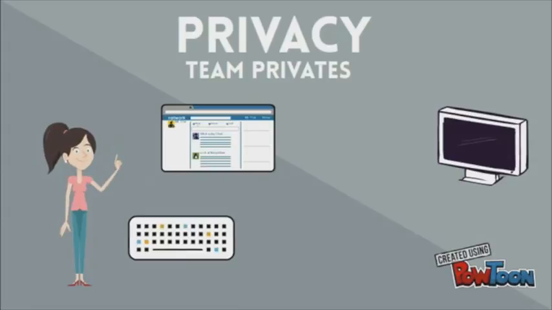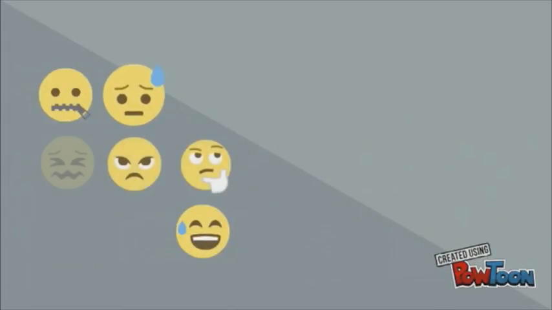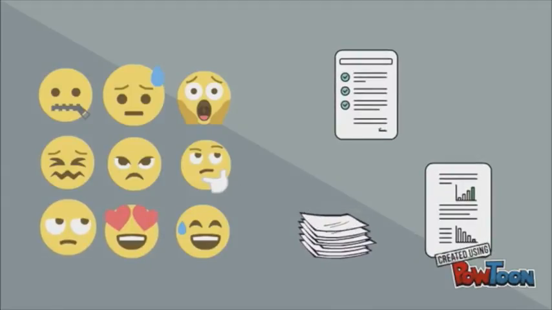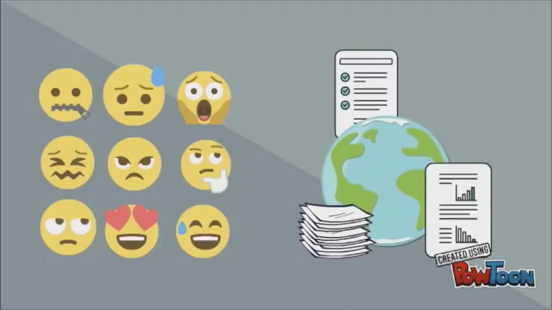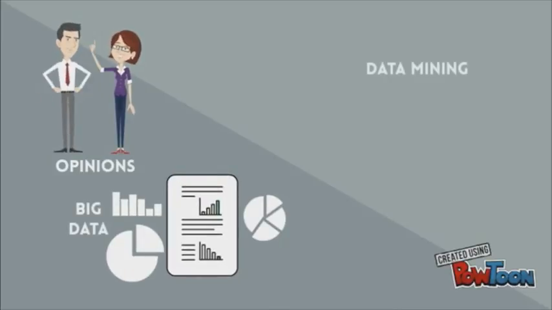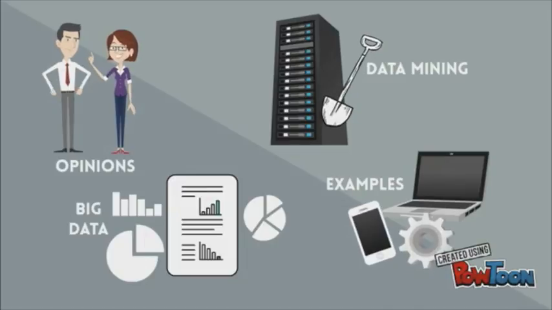As technology rapidly develops and our lives become increasingly more online, privacy has become a very controversial topic. Concerns about privacy have started different discussions and new laws and regulations all over the world. Today, we're going to talk to you about the differing opinions regarding online privacy, big data, data mining, and show you some real examples of online privacy issues today.